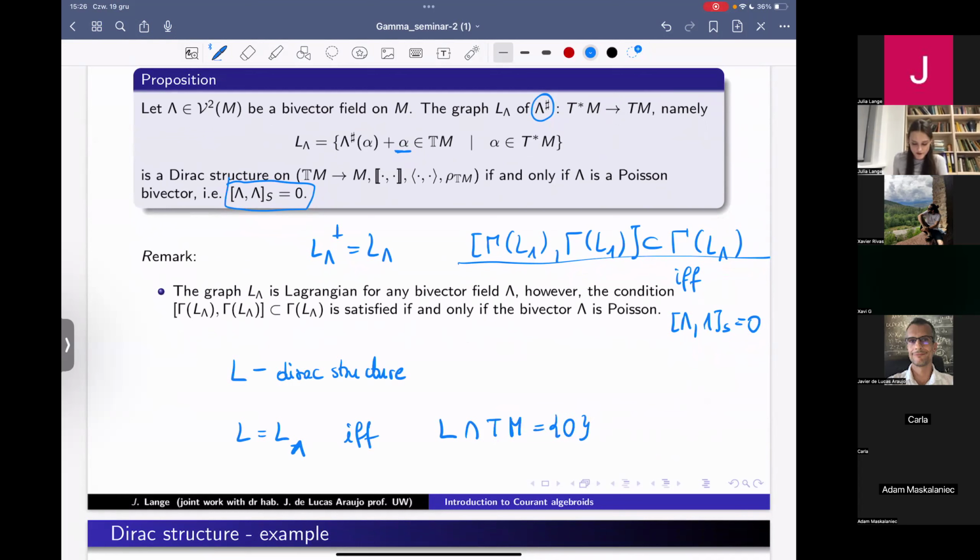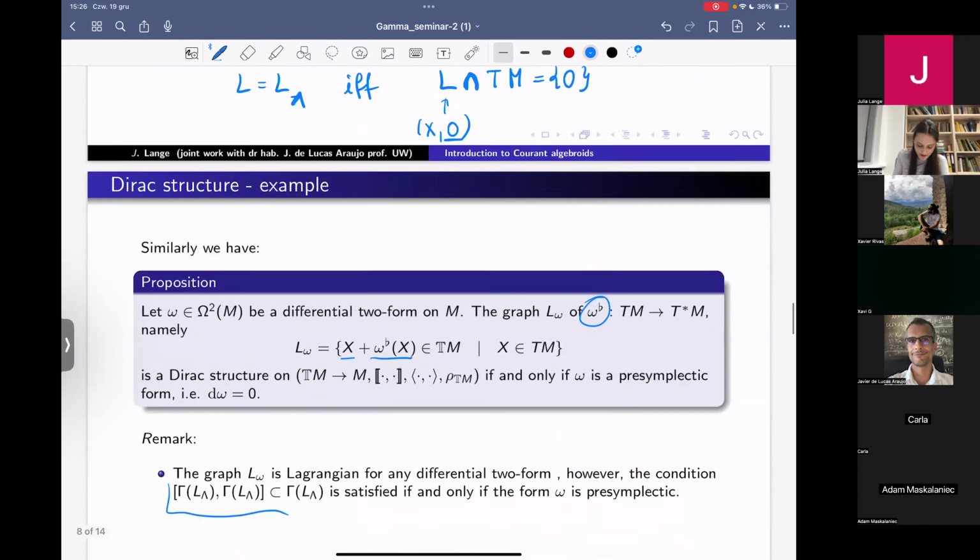In other words, in L there cannot be elements of the form X plus a one-form term that is 0. Because you have to remember that this intersection is taken in the generalized tangent bundle.